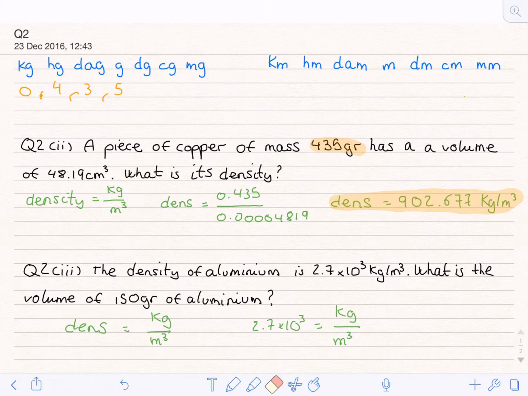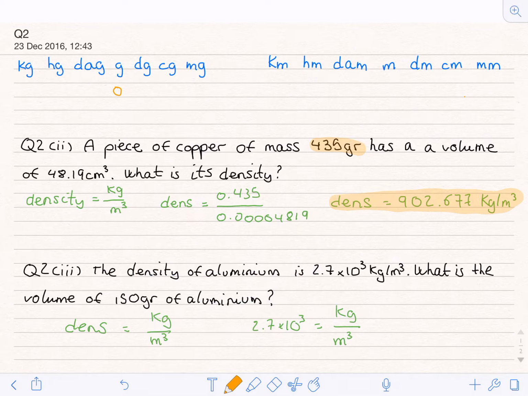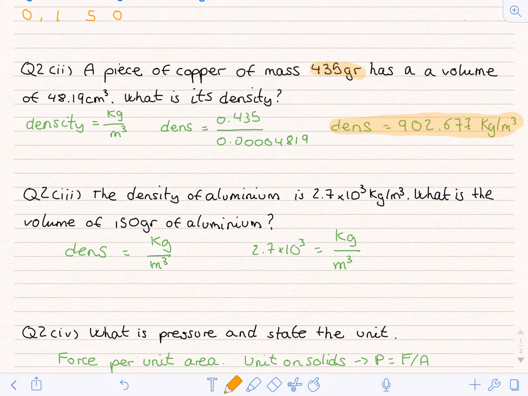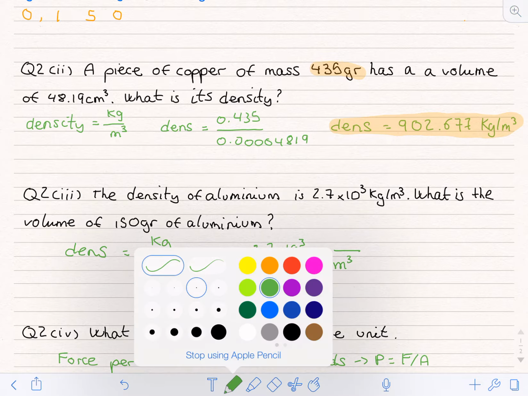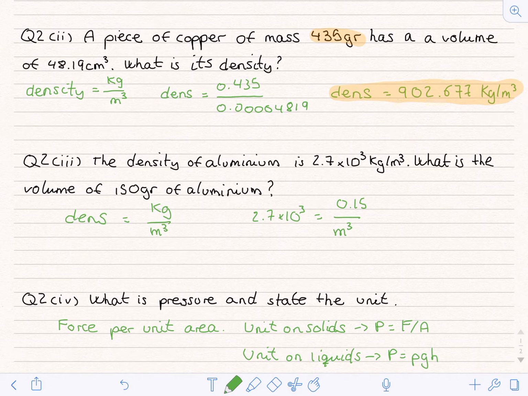Well, that's easy. We just come here and we have 150 grams. We put a 0 here and a comma, 0.15. So now we know that the kilograms is 0.15. Now we have to find the meters cube. How do we find that?